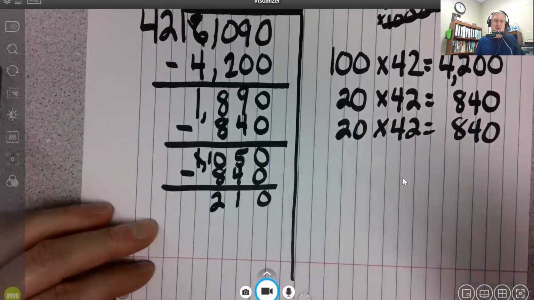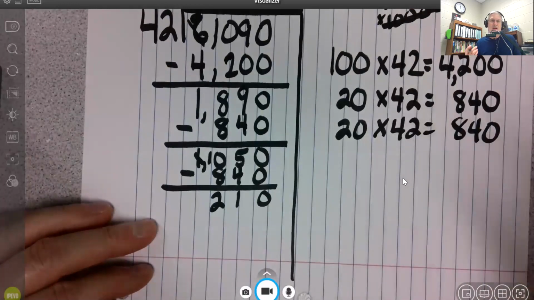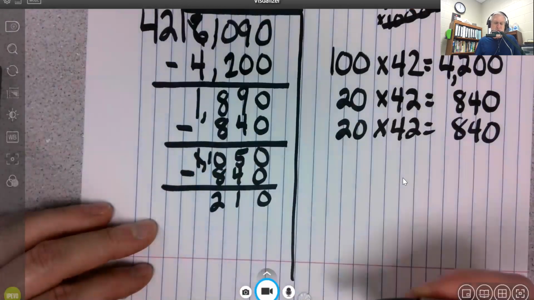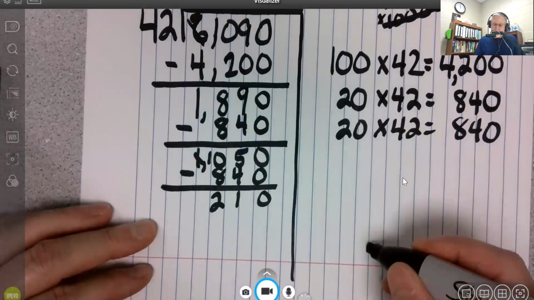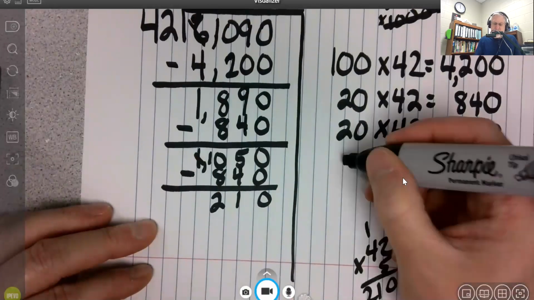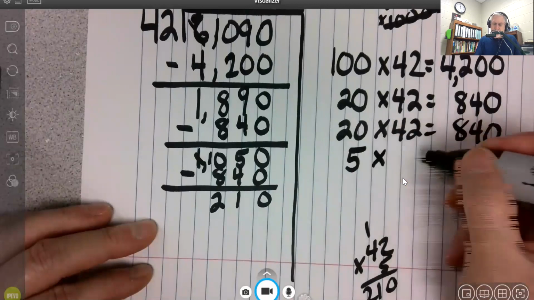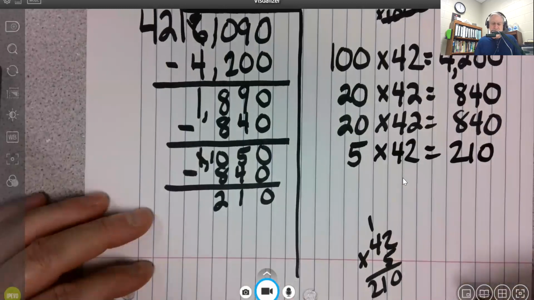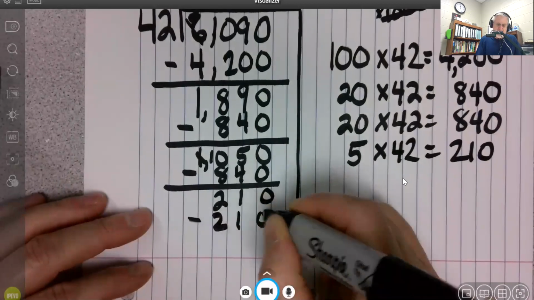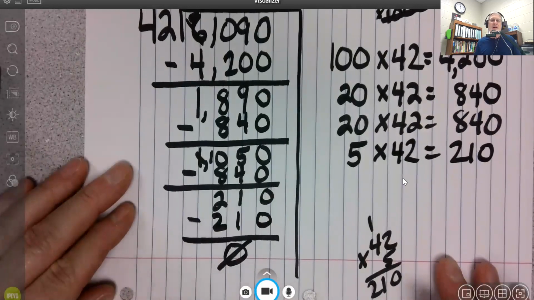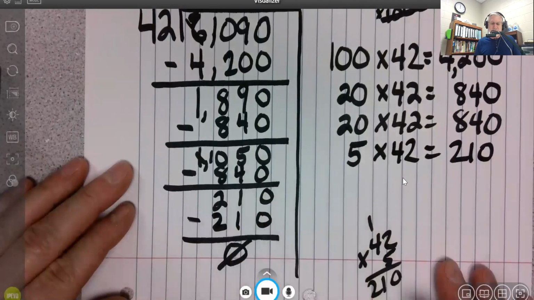Well, I know my 2 is really good, and I know my 5 is really good. So what would 2 times 42 be? It would be 84. 84 is not that close. What about 5 times 42? Well, 42 times 5 would give me exactly what I need. So let's multiply 5 times 42, which equals 210. I would subtract 210, and I have 0 left over. That's exactly what I want to have when I divide. Nothing left over in my dividend.